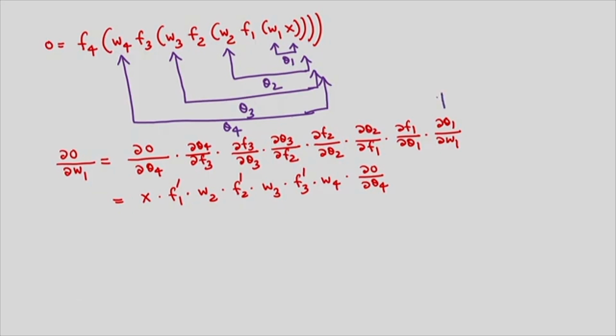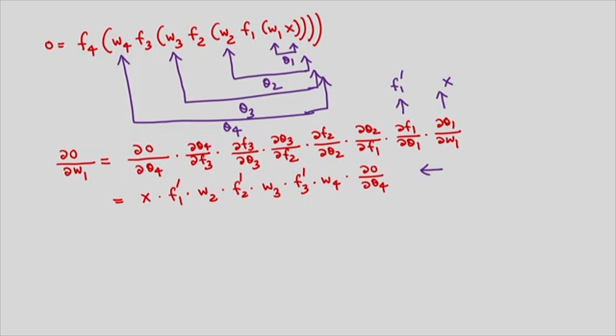If you see this one, this is nothing but X. If you see this one, this is nothing but F1 dash. So like this I am getting these values. All these values I am getting like this. This is for the weight W1. So I have to determine the gradient of O with respect to W1.